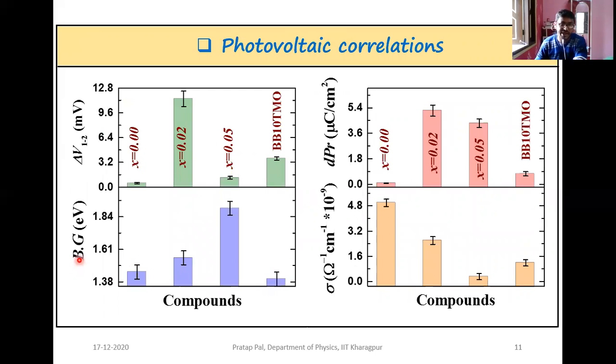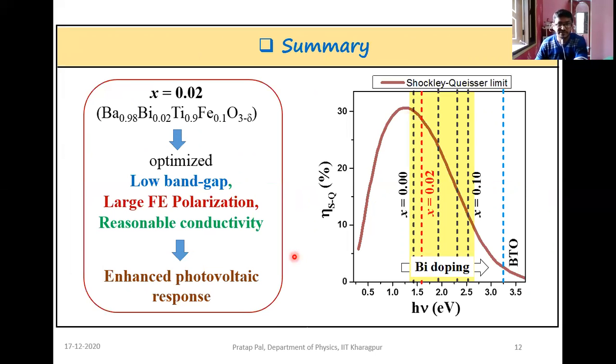Next, we have plotted the variation of band gap, polarization, and conductivity on different representative samples, and we find that the x equals 0.2 compound exhibits the largest photovoltage because it has these physical properties, band gap, polarization, and conductivity, in the right appropriate amount. Thus, we see that x equals 0.2 is an extremely promising compound, and on the background of the Shockley-Queisser limit, x equals 0.2 resides in the optimum region where maximum efficiency is expected. Thus, we are extremely excited to see the photovoltaic response on craftily designed thin film devices of this compound, and we have already started working in this direction.